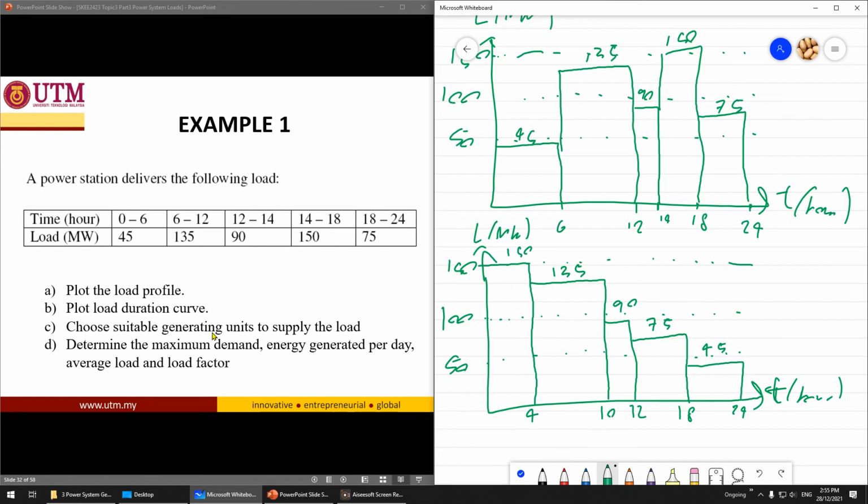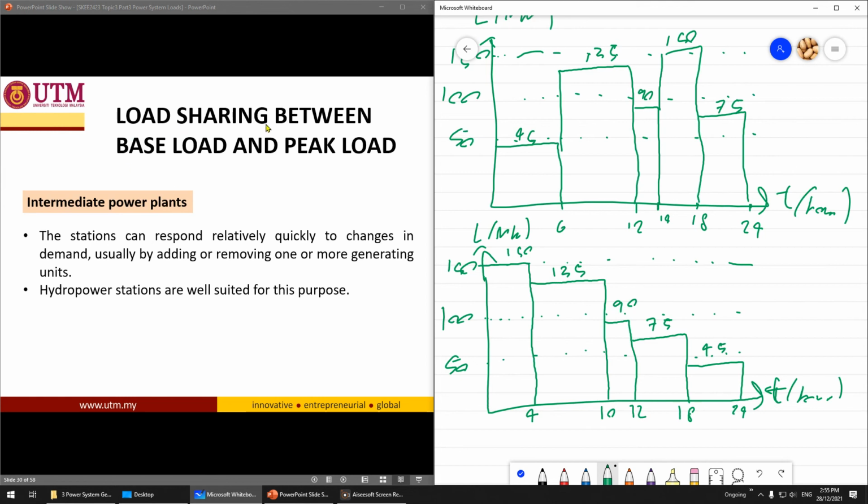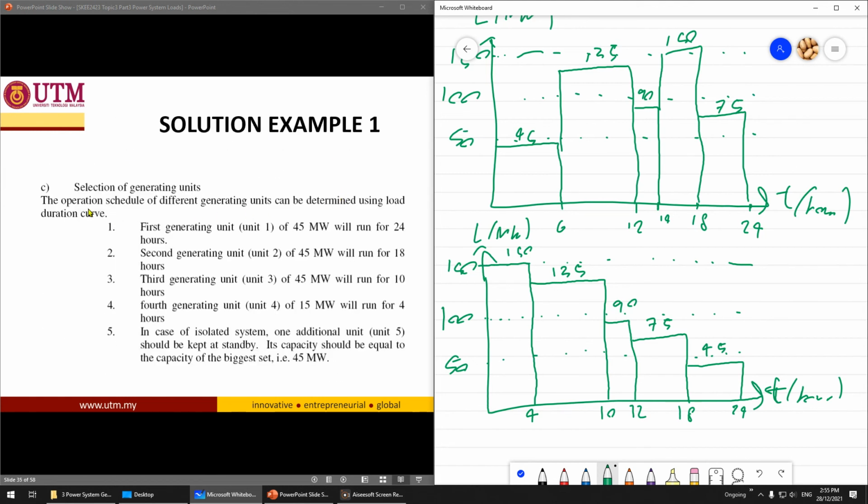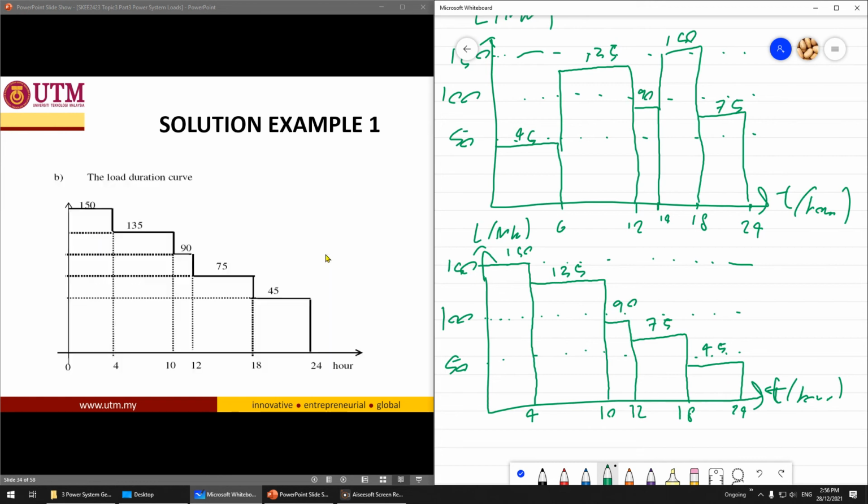Choose the suitable generation unit to supply the load. For this one you have to recall the load sharing. The first generation unit is 45 megawatt. So how to select this? From this you can see here 45, so this is the first unit.